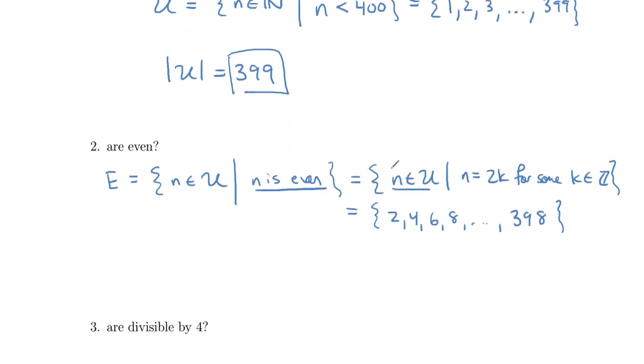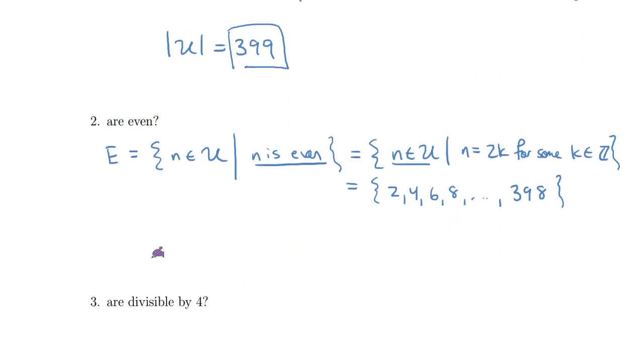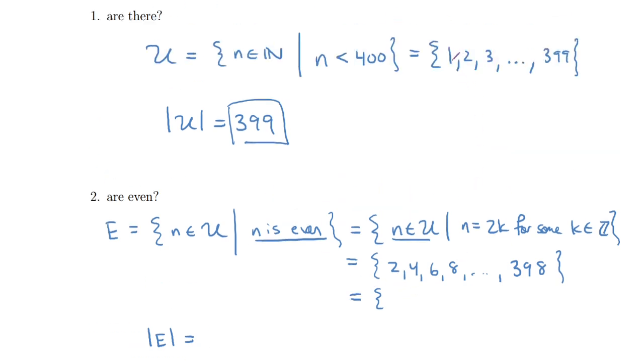Okay, but how many are there? So how many are in this set? So how many evens are there? Well, one way that you could manipulate this a little bit is you could rewrite it so it's a little easier to count. The reason this first set was easier to count is you can just see them right there, right? It goes 1, 2, 3, dot, dot, dot to 399. So clearly there's 399 of them there.